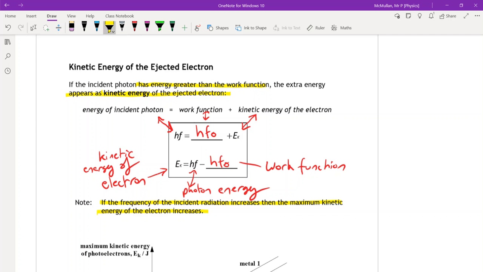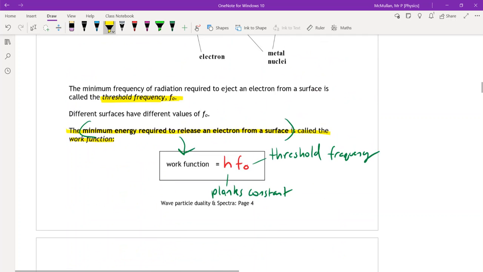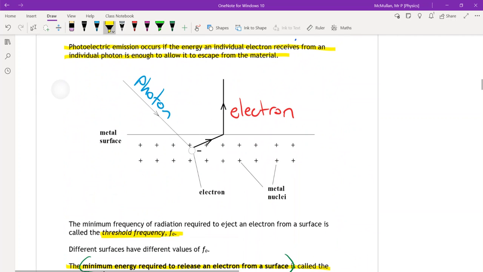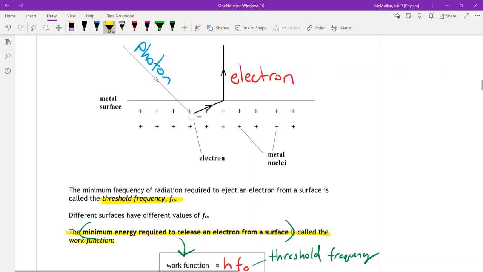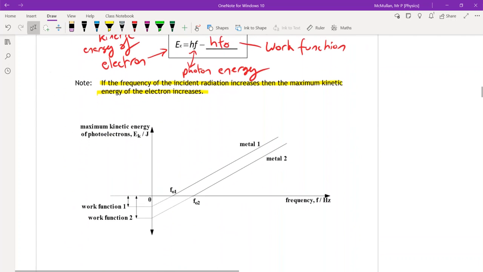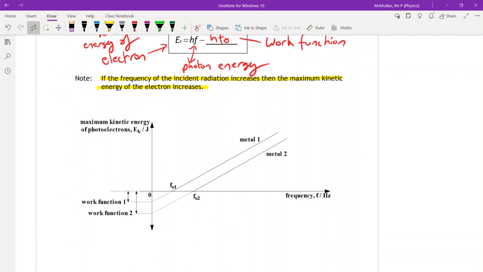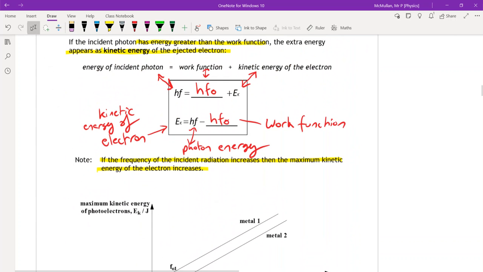Okay, so maybe we're thinking of it from this diagram as a case of one photon hits one electron. It's a beam, it's a constant bombardment of photons. The greater the bombardment, the greater the amount of photons per second, the more energy that this electron is going to gain, and then therefore its kinetic energy can increase.